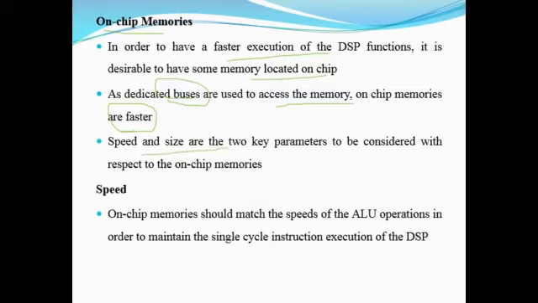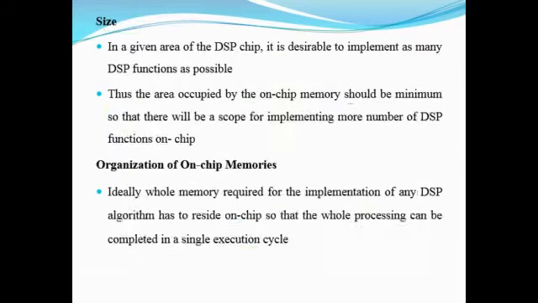The speed of execution of any instruction should be very high, and the size of that on-chip memory should be very small. Whenever I go with the speed, the on-chip memories should match the speed of the ALU. So that is very important. Whenever I go with speed matching, on-chip memory should match the speed of the ALU operation, so that within a single instruction execution, most of the operations are carried out.